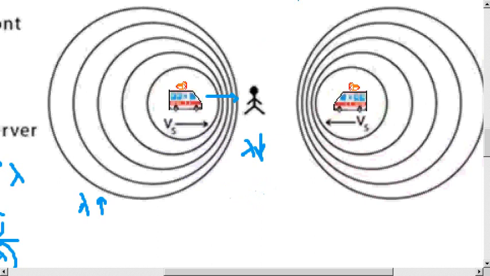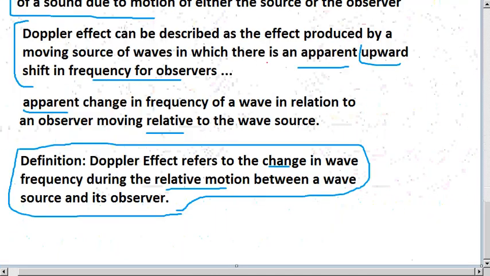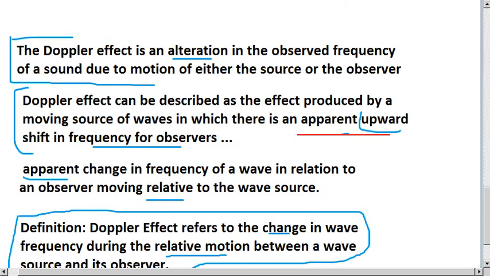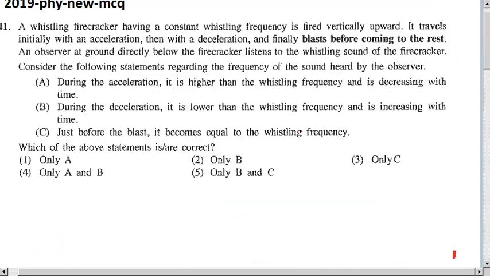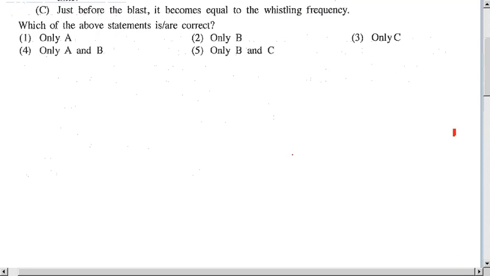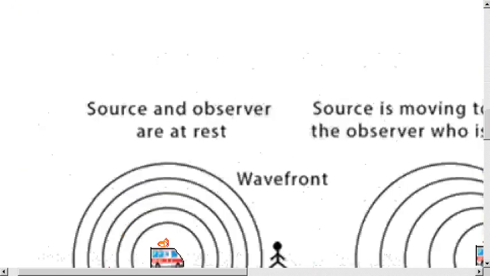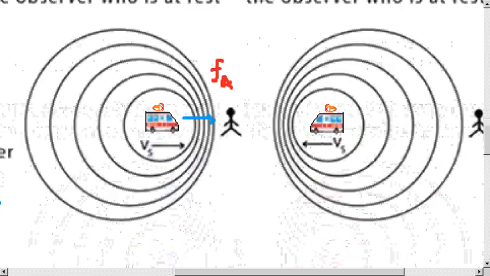So now we can write the frequency of this observer, which we call the apparent frequency. Apparent frequency means the frequency that is heard by the observer. That is a single word, so we don't have to use the whole sentence. So apparent frequency increases when the source moves towards the observer.